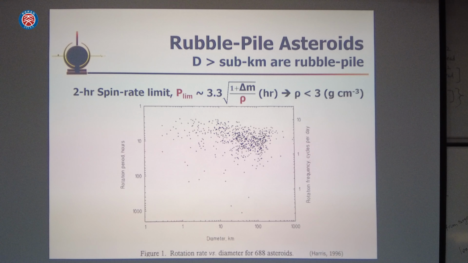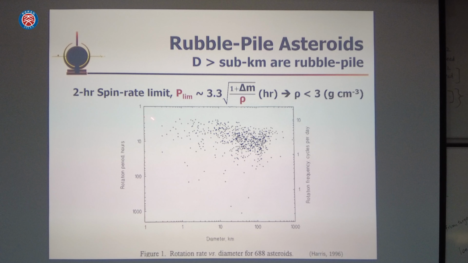So who first correlated the rotation period to rubble-pile structure? It was Alan Harris. He wrote a 2-page paper in 1996. And in the paper, it only shows this diagram. Here is the diameter, here is the rotation period. It used around 700 rotation periods of asteroids. And you find that none of them have a rotation period shorter than 2 hours.